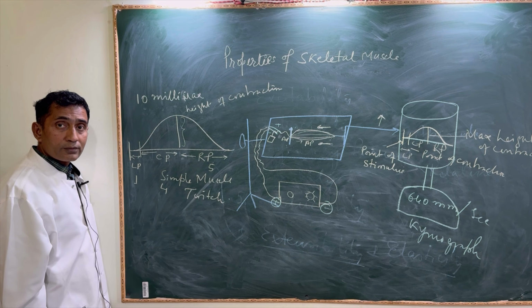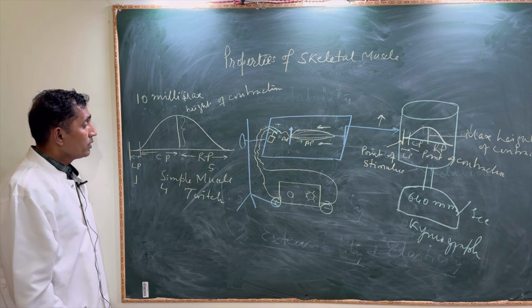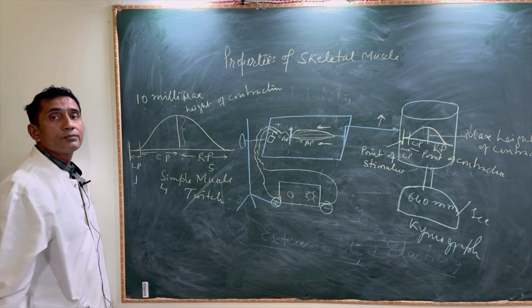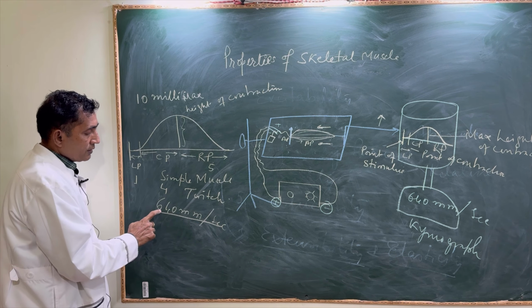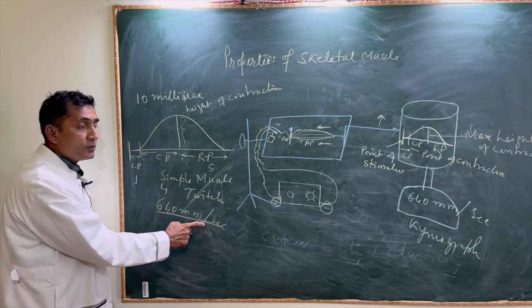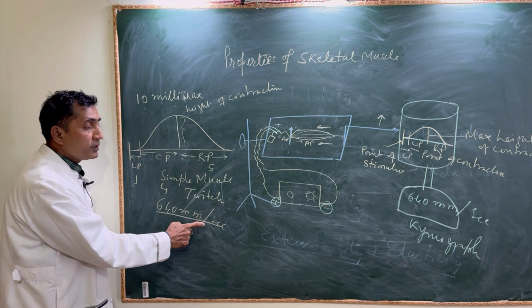How can we calculate? If we know the drum speed, the paper speed, that is 640 millimeter per second, we can calculate the duration of the latent period. We just have to measure the distance in millimeters, and then since 640 millimeters is moved in 1 second, we can work out in how many seconds this much millimeter is moved. So we can calculate that easily.